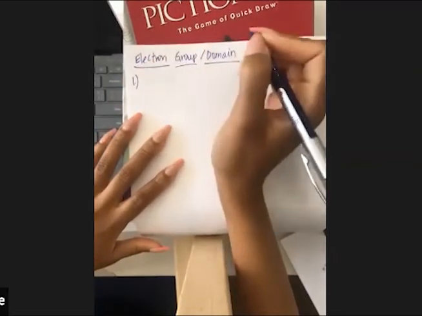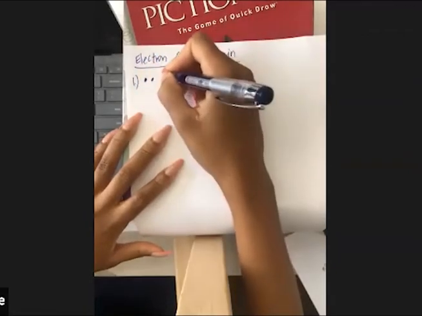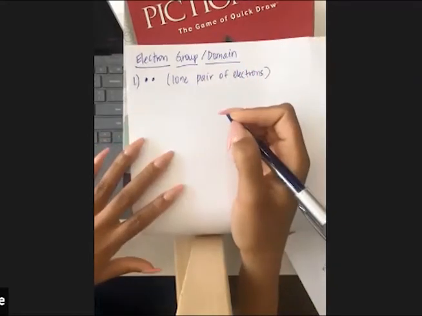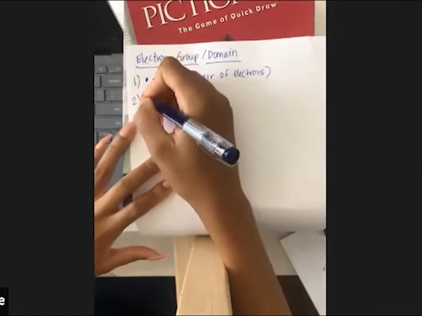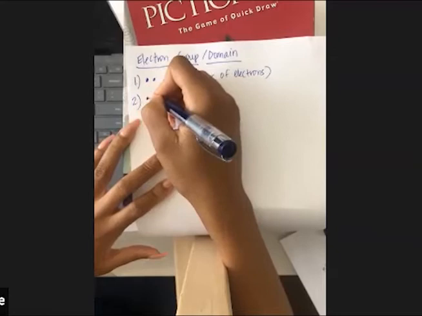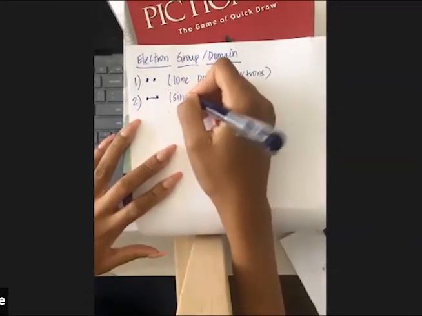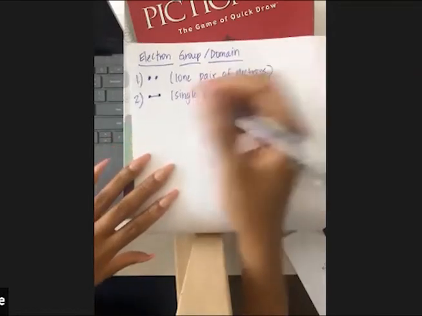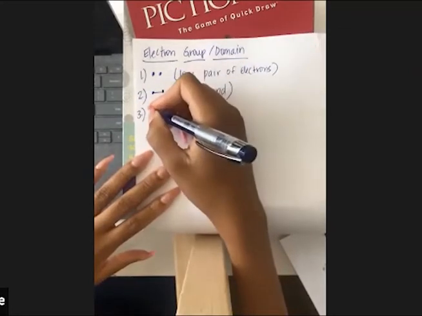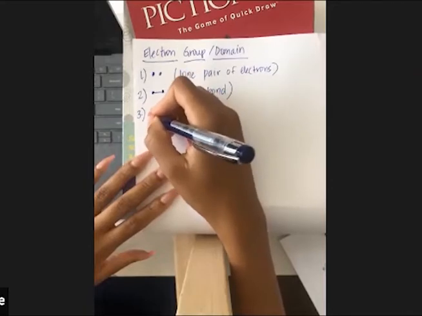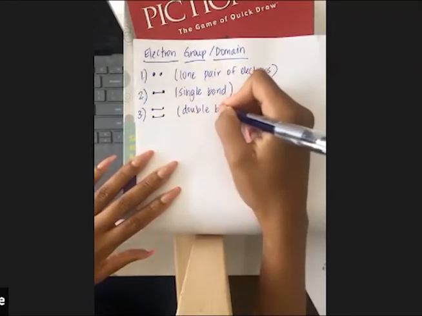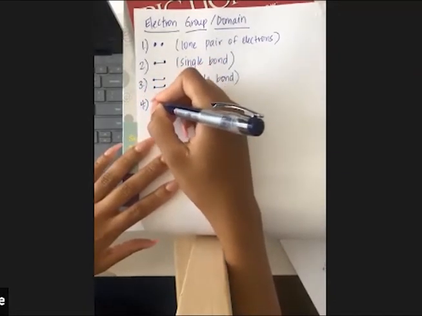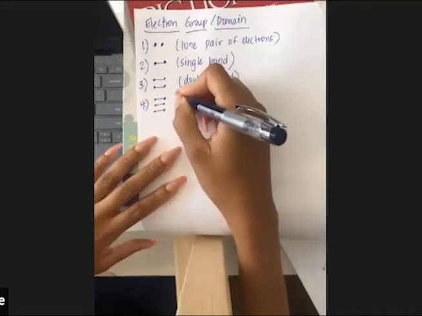All right, so first thing, electron groups. First you have a lone pair. When you see 2 dots like that, that's called a lone pair of electrons. Second type is if you have 2 electrons that are being shared, you draw a line between them, and we call this a single bond. Third, if you're sharing 4 electrons, 1, 2, draw a line, 3, 4, draw a line, we call this a double bond. And then finally, the other type is a triple bond. That's when you're sharing 6 electrons. We call this a triple bond.